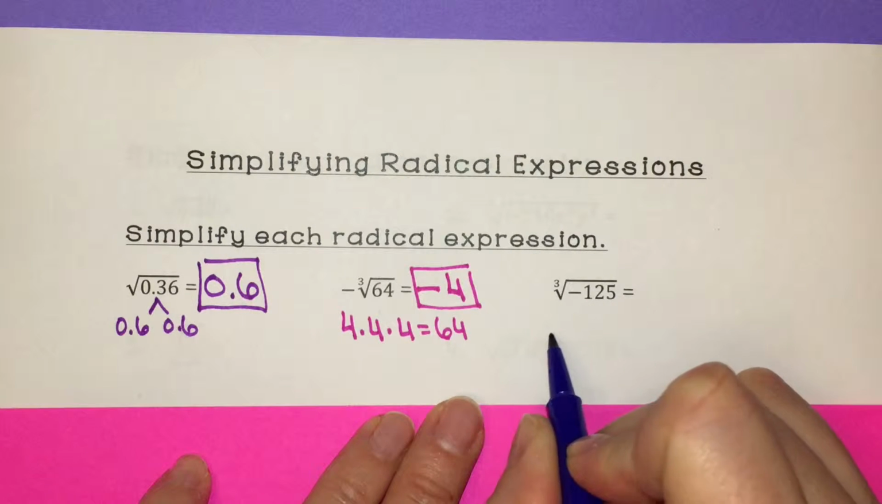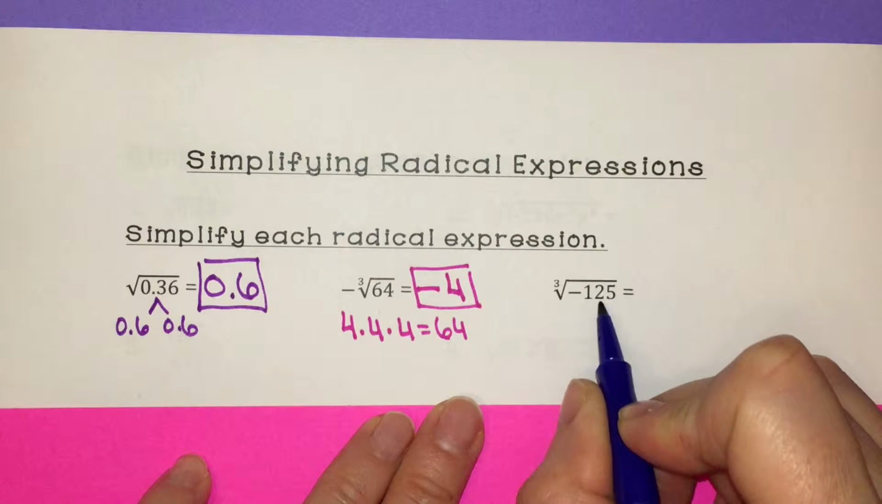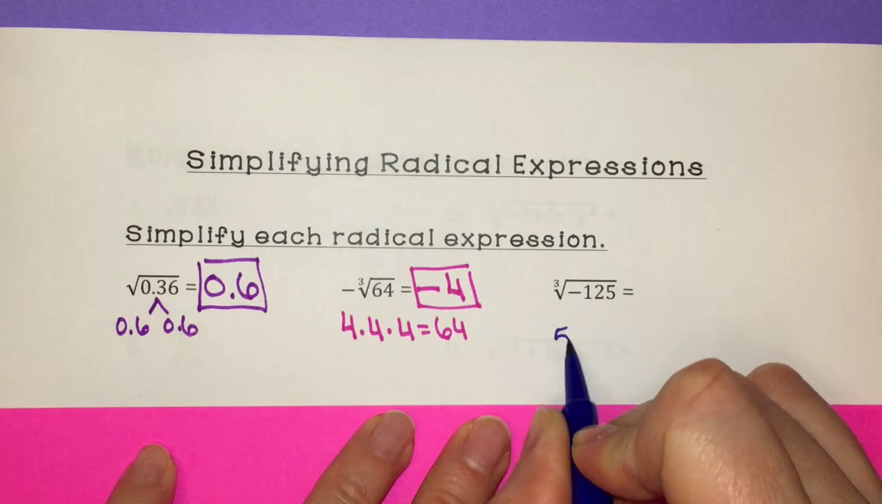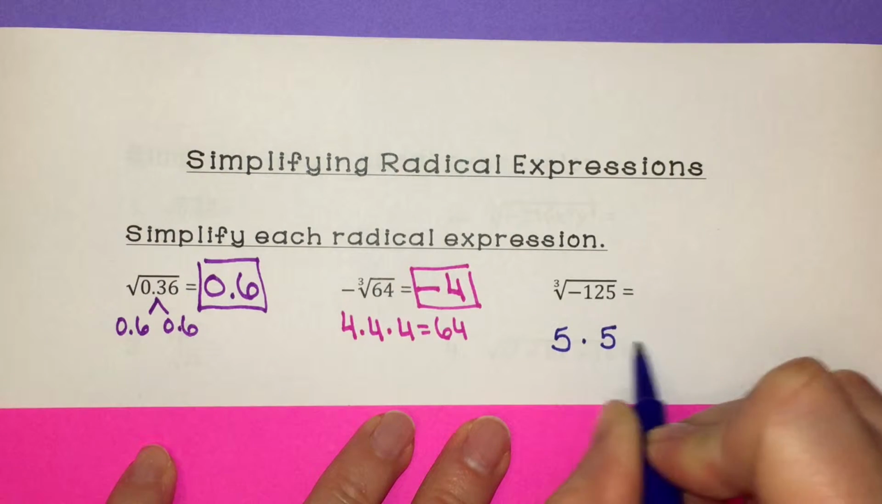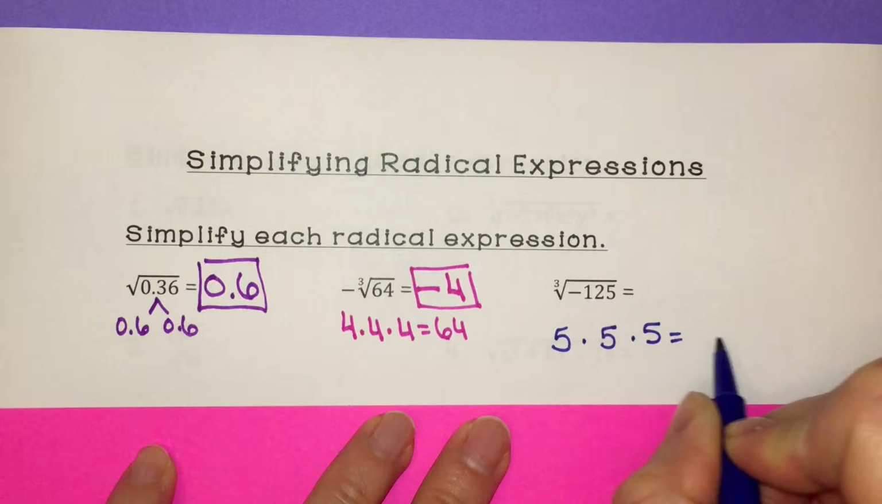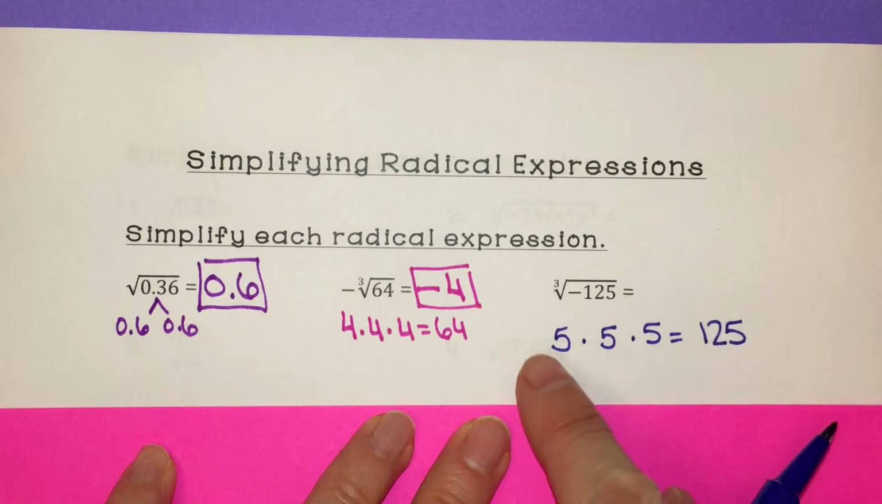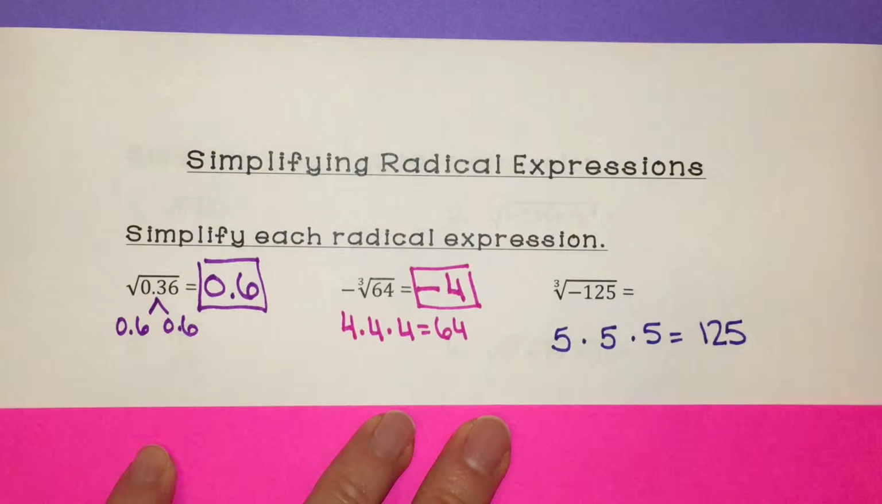Meaning, I first need to figure out what the cube root of 125 is. Again, if you know your perfect cubes, this one's fairly simple. I know that 5 times 5 times 5 is 125. But let's look at the negative part. Is there anything that we can multiply by itself 3 times to be a negative?